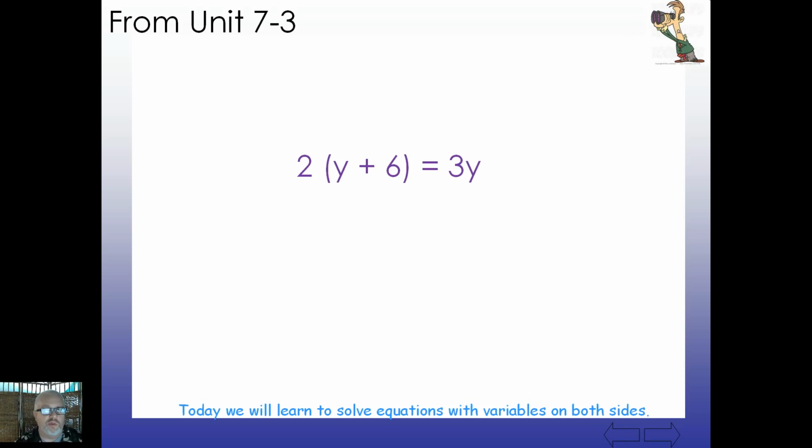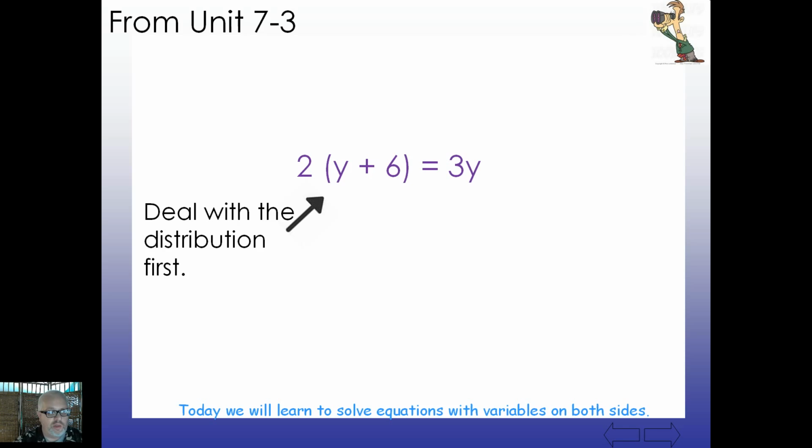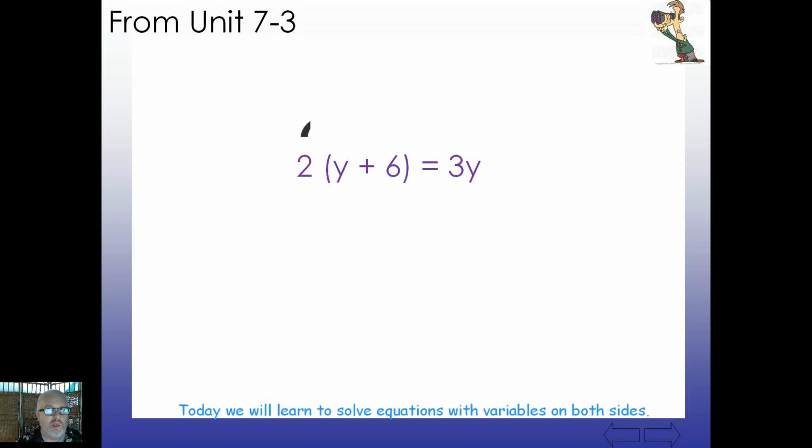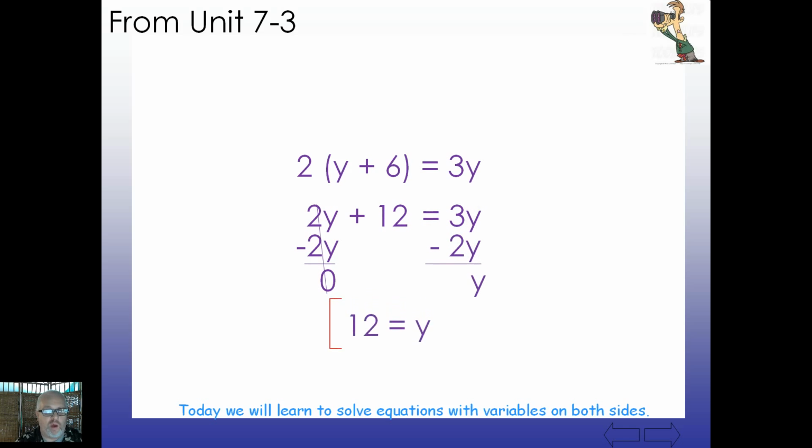How about this guy? 2 times the quantity y plus 6 equals 3y. Go ahead and we're going to deal with the distribution first here. So let's distribute that 2 through, and we end up with 2y plus 6 equals 3y. Which is smaller, 2y or 3y? Well, obviously 2y is, so let's get rid of our 2y there from both sides. And our final result, y equals 12.